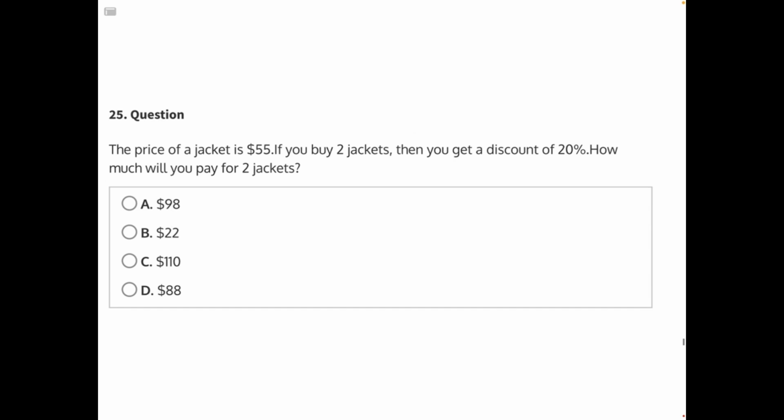So we will need to add 55 to 55, or you could do 55 times 2, whichever you think will be faster for you. 5 plus 5 will give you 10, carry the 1. 5 plus 5 again is 10, plus 1 is 110. So 110 is the price of 2 jackets.